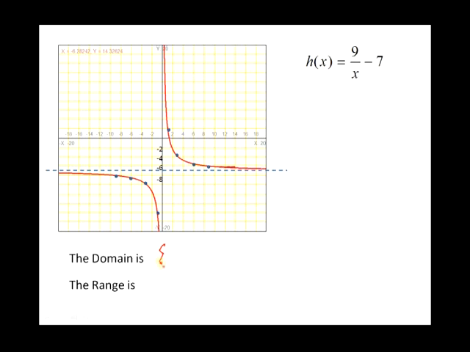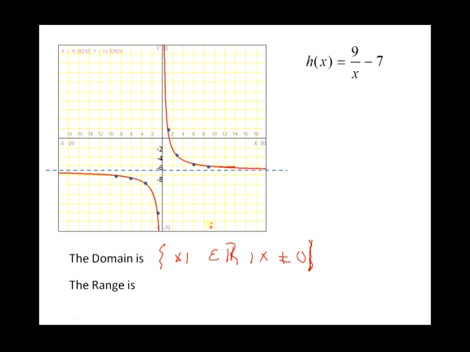So it's going to be x such that x is an element of all real numbers, but x cannot be equal to 0. We already said that. There's no way it could be equal to 0, and we can see that on the graph. It'll never touch x equals 0.